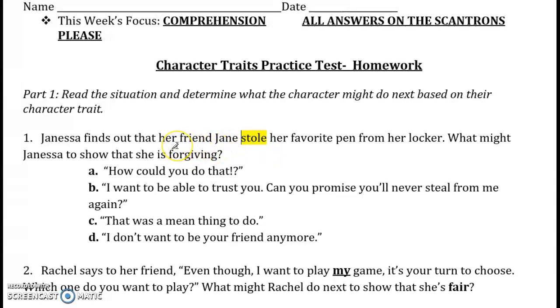Okay, I'm going to also highlight. What do you think I'm going to highlight? Let me ask you guys. Yep, if you said forgiving, you're right. All right, so Janessa found out that her friend stole her favorite pen. What might Janessa do to show that she forgives her or that she accepts her apology? All right, so let's see. A, how could you do that? If I think about that one, that kind of sounds like she's devastated, but not necessarily saying that, hey, it's okay. I forgive you. Let's see what B has to offer.